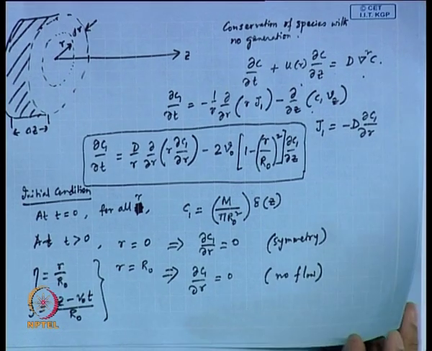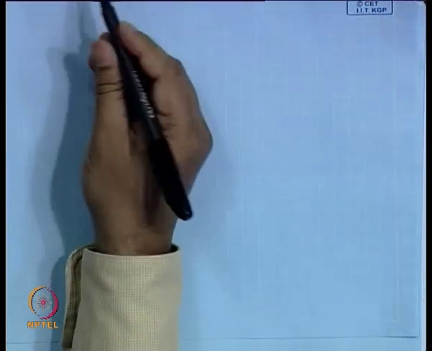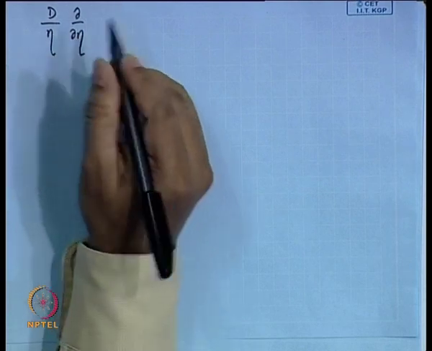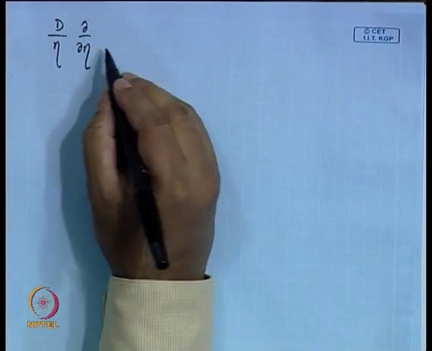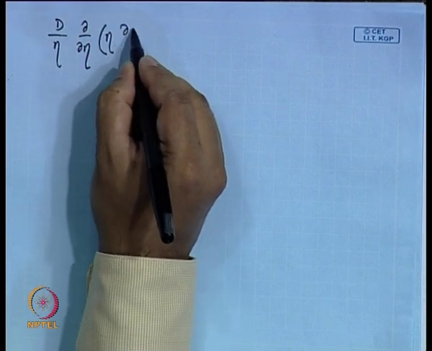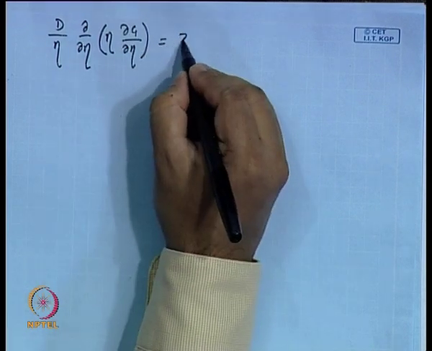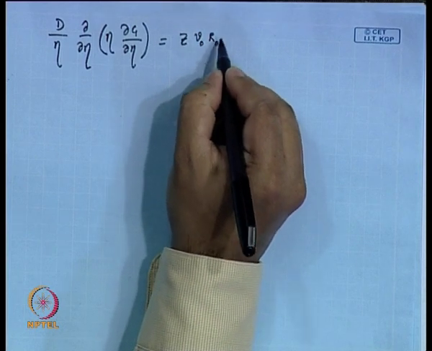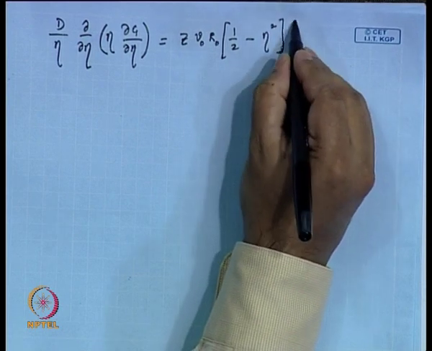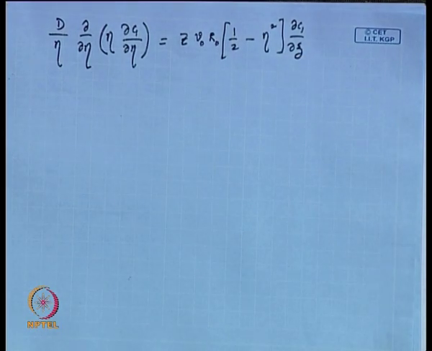Once you incorporate them, if you replace eta and zeta, the equation that you get upon replacement is 1 by eta del del eta of eta del C1 del eta, equal to 2 v 0 r 0 by D times half minus eta square, times del C1 del zeta. That is what you will end up with.